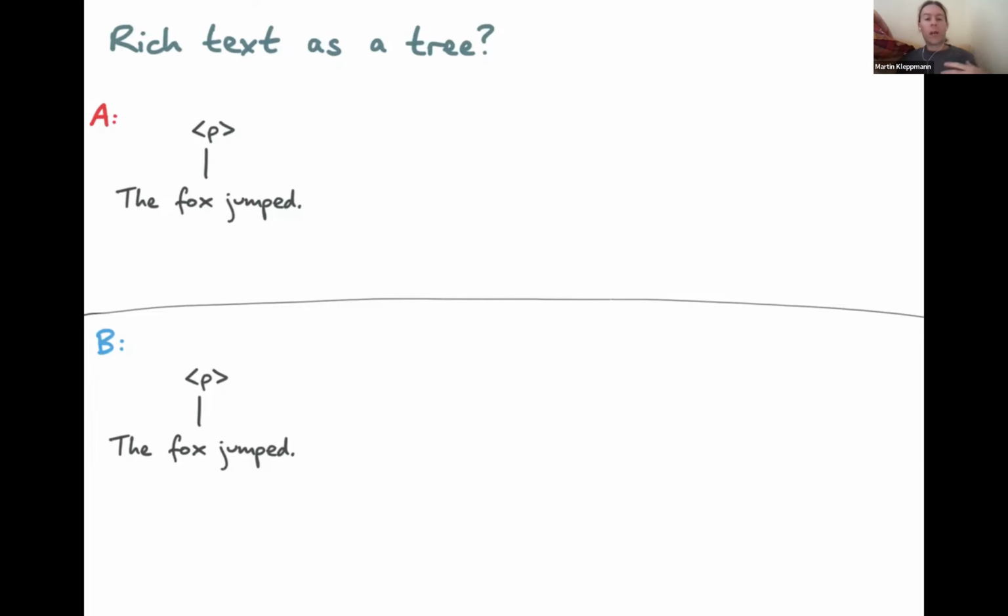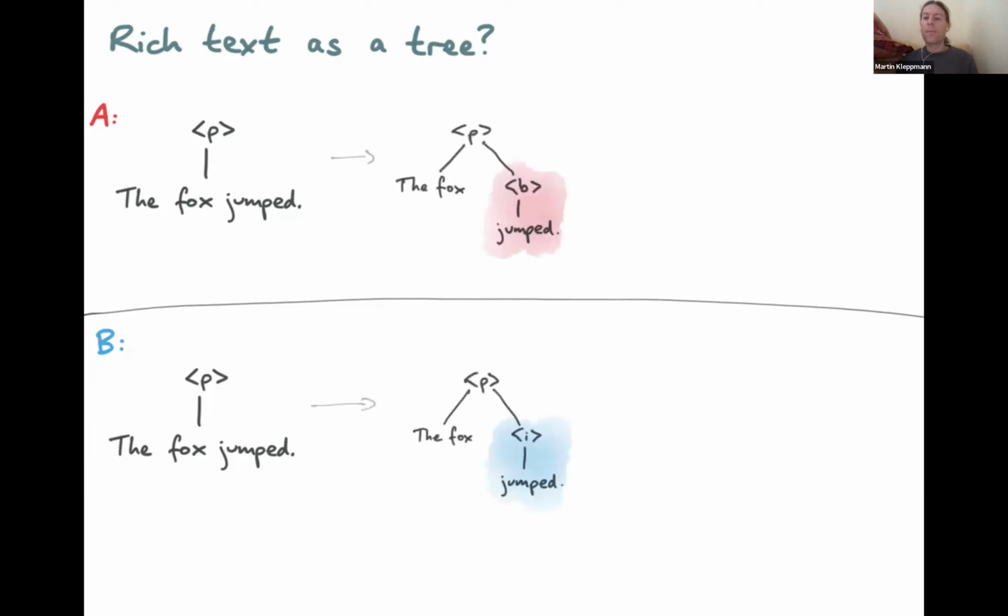And so here what could happen, for example, is you have this paragraph element containing the sentence, "the fox jumped," and two users start off in the same state whose document contains this paragraph. And now let's say that user A wants to mark the word jumped as bold, and user B concurrently wants to mark the word jumped as italic. And so, well, you would do that by creating a new bold and italic node respectively, adding the text jumped to the bold and to the italic node, and deleting the word jumped from the paragraph.